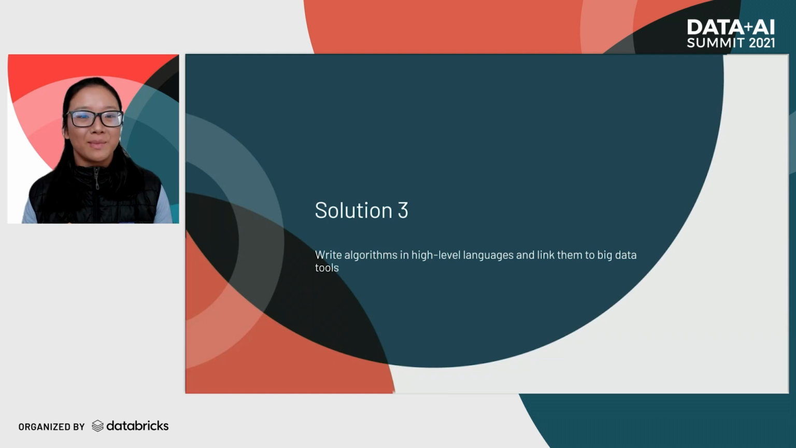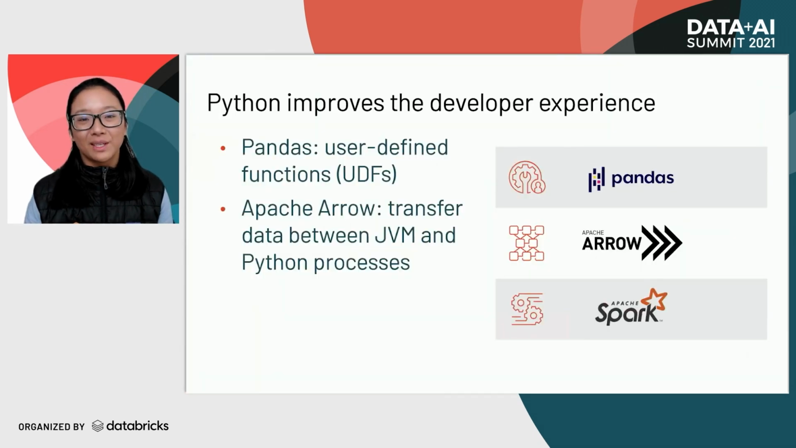Due to Python's many user-friendly linear algebra libraries, we wrote many of our new machine learning algorithms in PySpark. Using PySpark, Python developers can write algorithms with their favorite libraries, like Pandas, and link them to Spark with minimal effort, thereby achieving the same scalability and performance without the headache of learning an entirely new language.